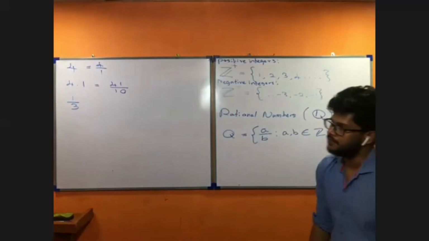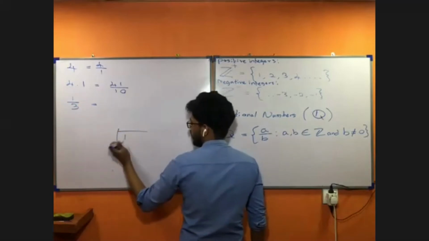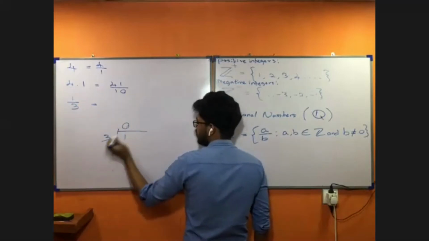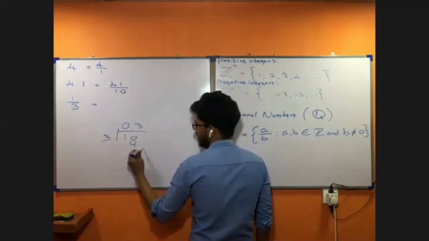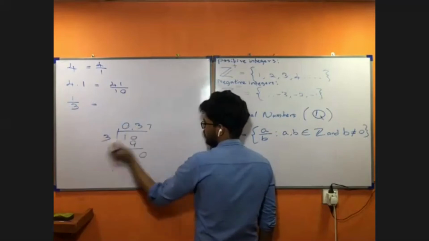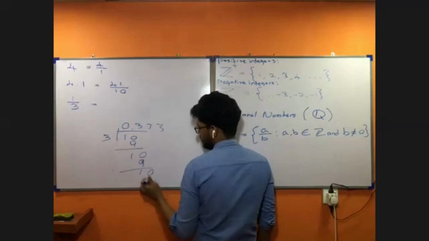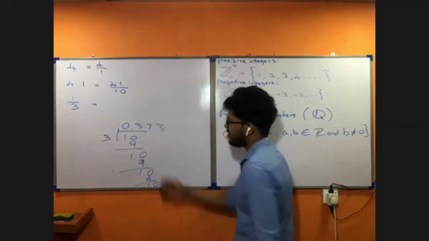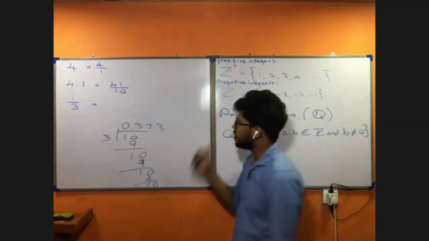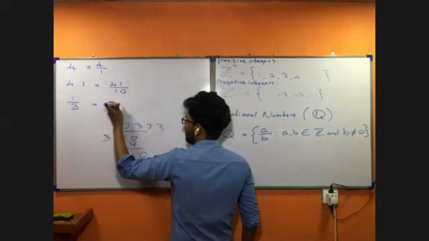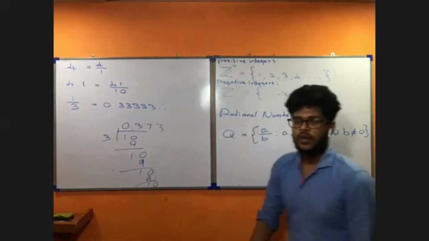Then what about 1 divided by 3? 1 divided by 3 is what? You have 0, then for 10, you have 3. 3 times 3 is 9, remainder 1, then 0 again. Then this is going to continue forever, right? This will never stop. So it is going to go 0.3333333, continuing forever. So I can write 3, 3, 3, 3, like that.